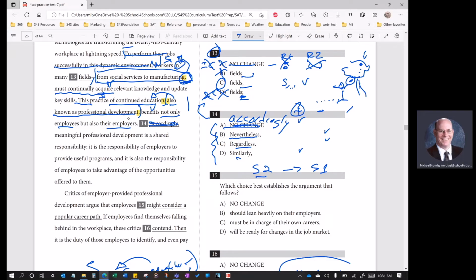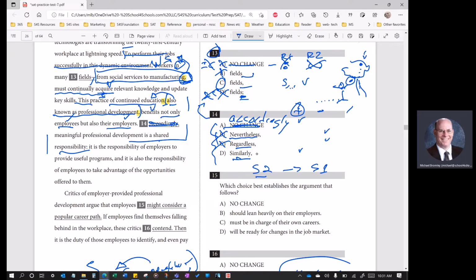Okay, so I got a contrast, right? Not only employees, but also their employers. Meaningful professional development is a shared responsibility. Okay, that does not seem to be, by shared, it's saying it helps employees and employers. So I'm either adding information, I'm not giving another example, but it's certainly a positive transition. So I want to get rid of the negative ones because it's not negating that. This says that it benefits not only employees, but their employers, and it is a shared responsibility.